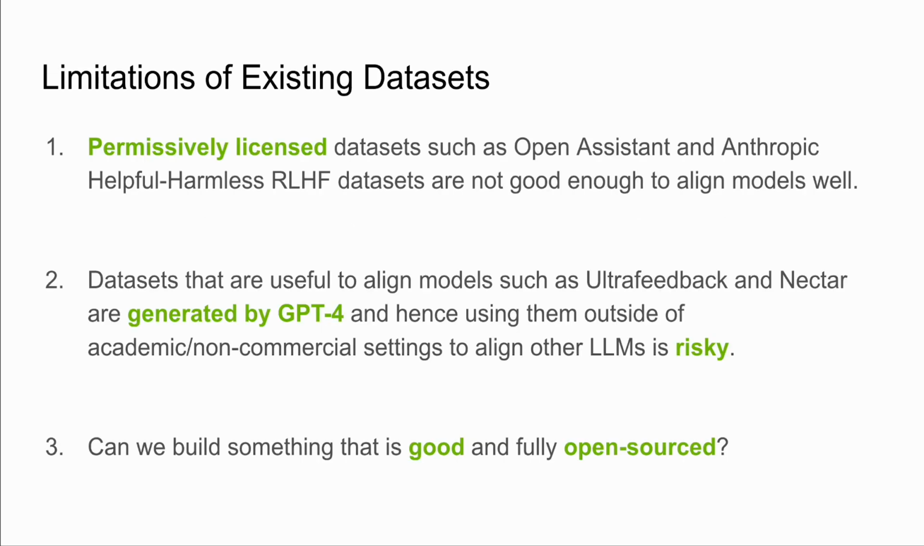So, as I mentioned previously, for example, Open Assistant and Anthropic HH-RLHF are really good and also permissively licensed. But in terms of raw performance in aligning models, they don't seem to be that good. At the same time, in the community, there are other datasets such as UltraFeedback and Nectar, and these datasets are generated entirely by GPT-4.